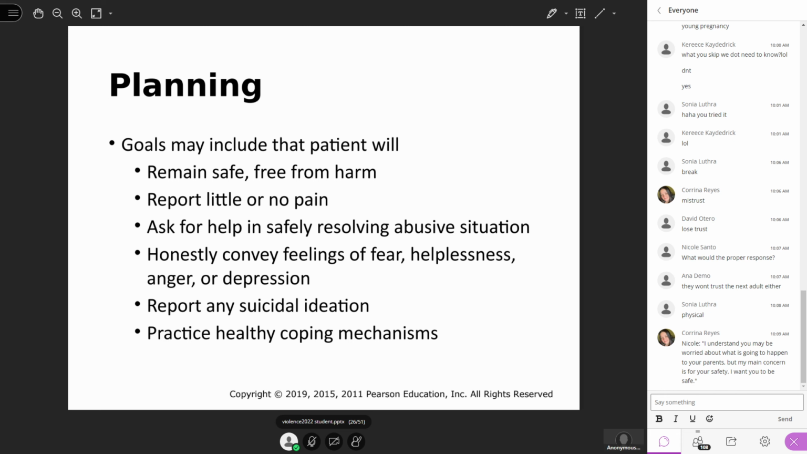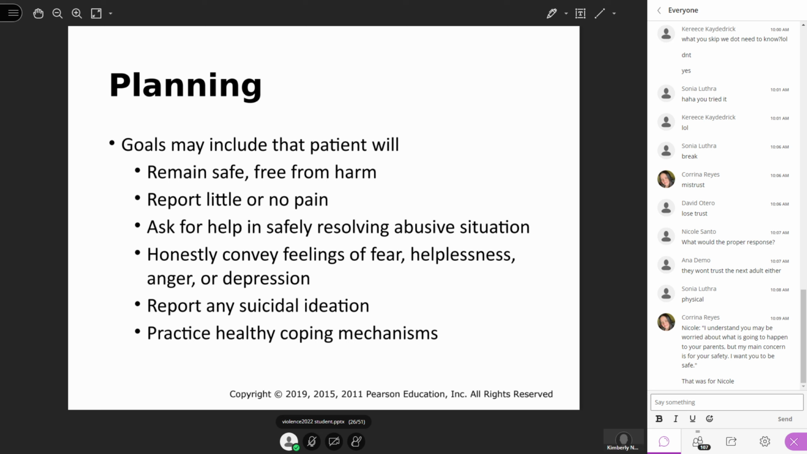It's critical. I understand you may be worried about what is going to happen to your parents, but my main concern is for you to be safe. I want you to be safe. Correct. And that's great. You're not promising them that nothing is going to happen. Oh, that was for Nicole. I didn't see her. What would the proper response be? There you go. I'm sorry. I was trying to connect.